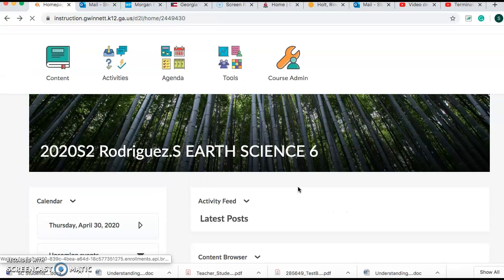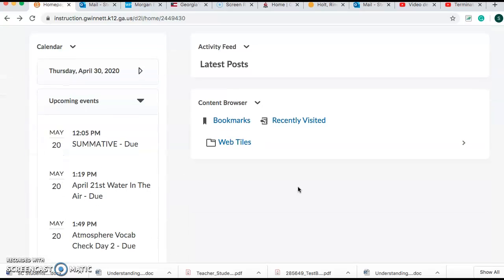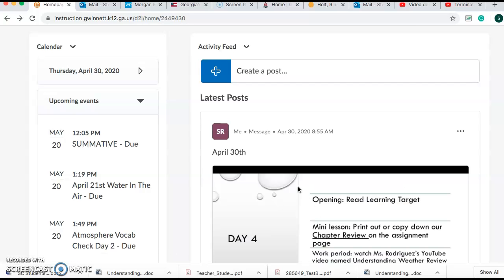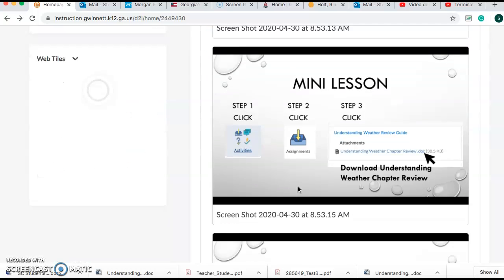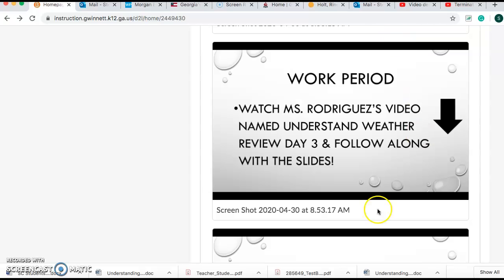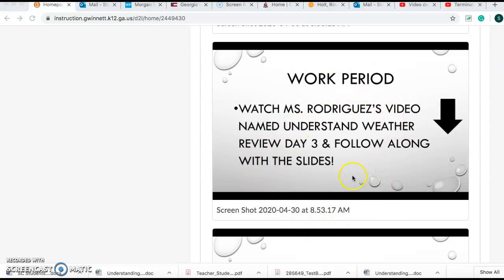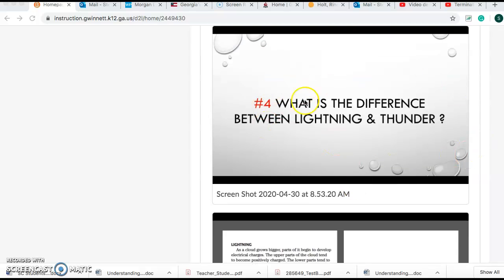All right. So for today, yesterday we wrote down 3 of our answers, 1, 2, and 3 of our review. Today we're going to be doing 4, 5, and 6. So I'll obviously show you guys as we go through this what to write down. So let's get started. So number 4, what is the difference between lightning and thunder?